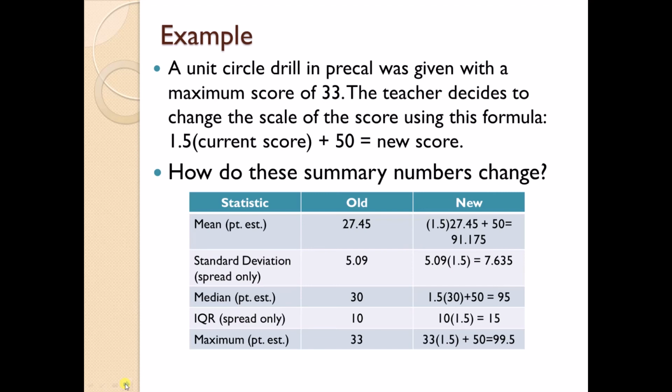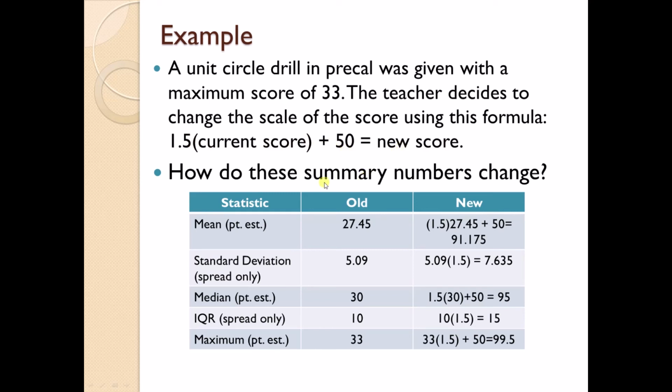So here's a good example, and this one you probably ought to write down, so pause when we're done. Make sure you get it. A unit circle drill in pre-cal was given with a maximum score of 33. The teacher decides to change the scale of the score using this formula: 1.5 times the current score, that's a rescaling, plus 50, that's a shifting, and that'll give you your new score.